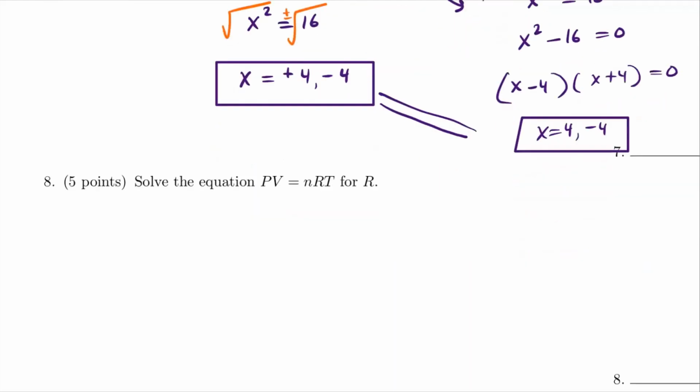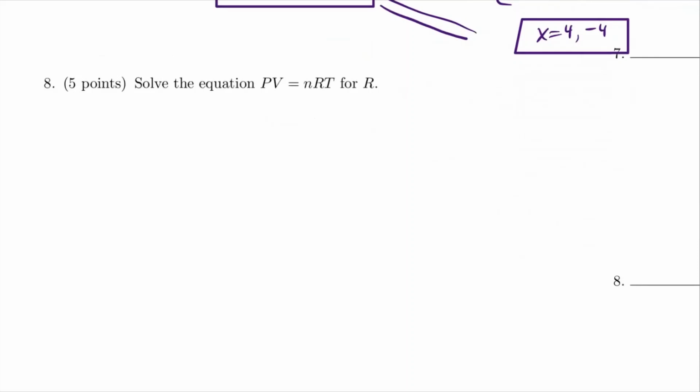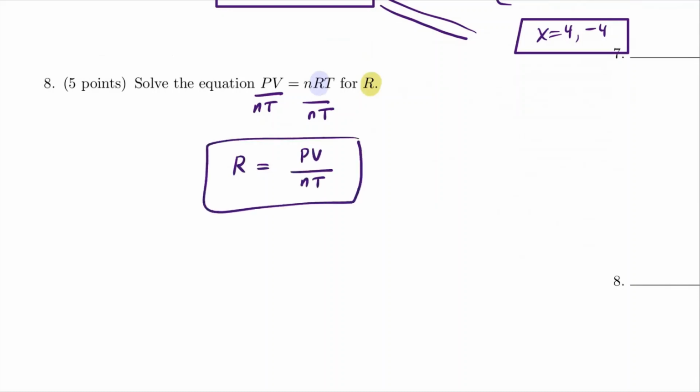All right, for number 8, we're going to be solving this literal equation. We are solving for the variable r. So I'm going to go ahead and isolate r. We see that r is trapped right here. So to do that, we'll divide by little n and big T on both sides. So your r is equal to p times b over little n times t. So that will be r.